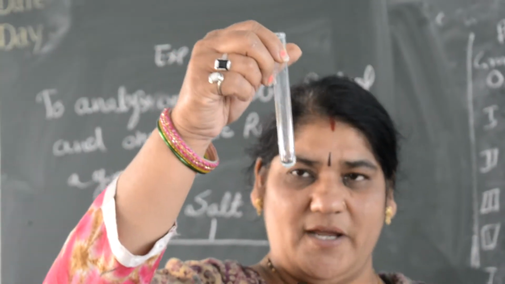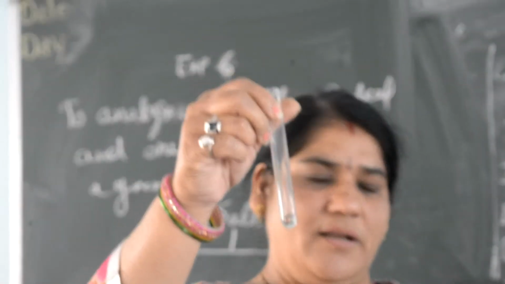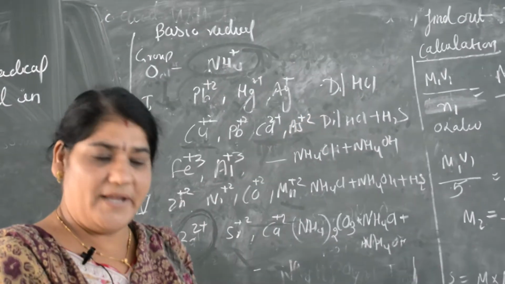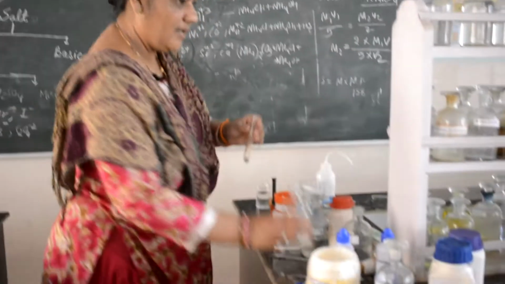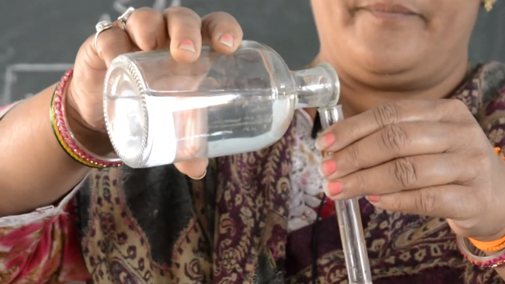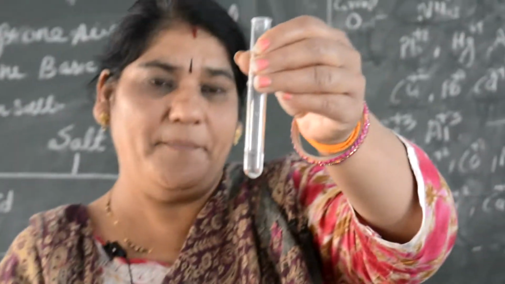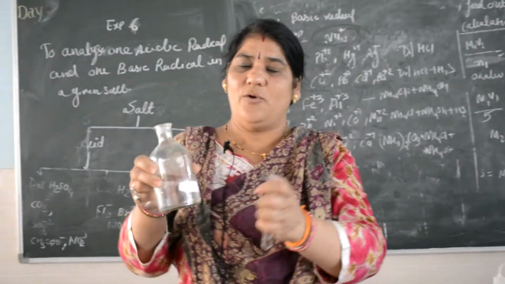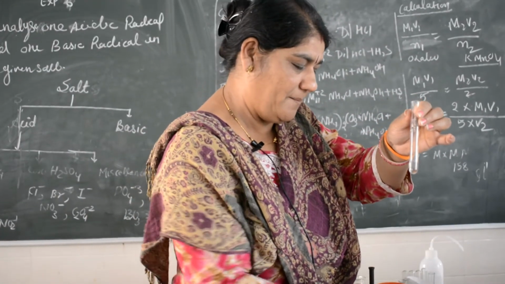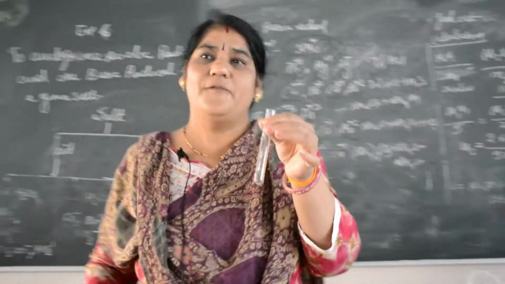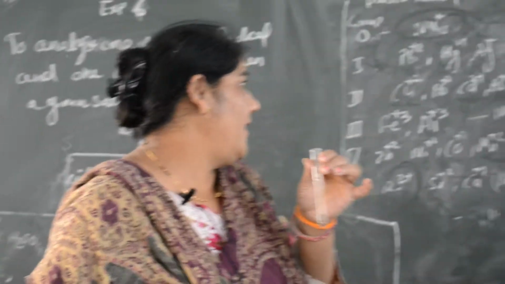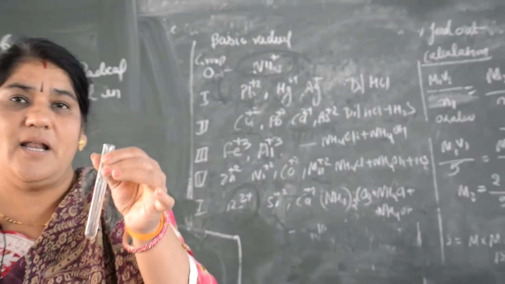It should be transparent. Now in the original solution we add the first group reagent, that is dilute HCl, in a small quantity. No white PPT is formed. It means the first group is absent, meaning lead, mercury and silver ions are absent.